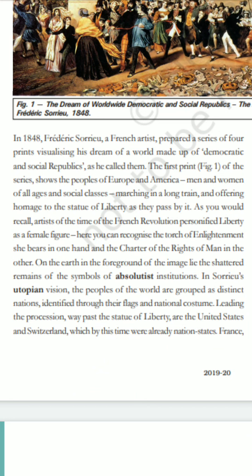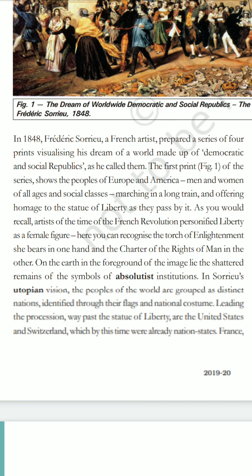What it states, that in 1848, Frederic Sorrieu, a French artist, prepared a series of four prints visualizing his dream of a world made up of democratic and social republics, as he called them. The first print, or Figure 1, of the series shows the people of Europe and America, men and women of all ages and social classes, marching in a long train and offering homage to the Statue of Liberty.